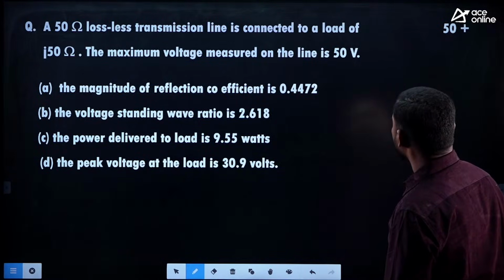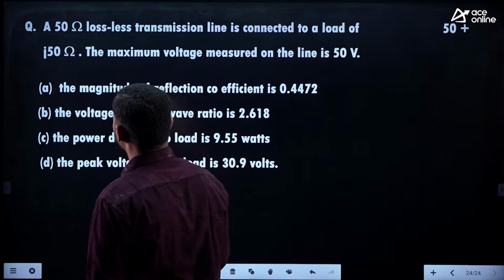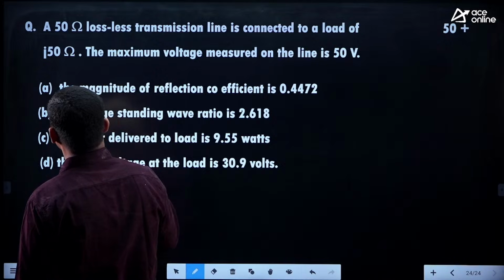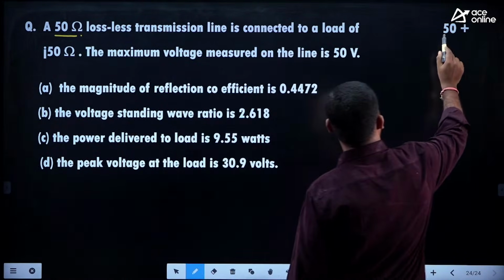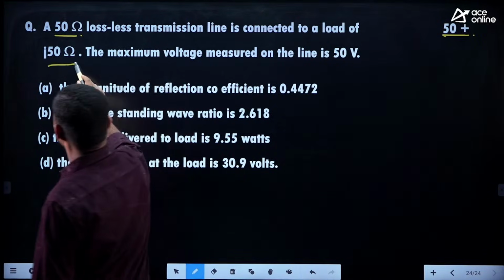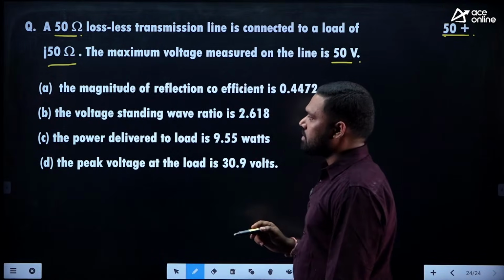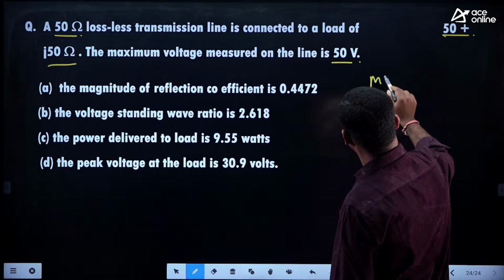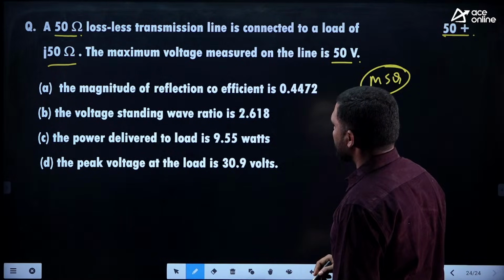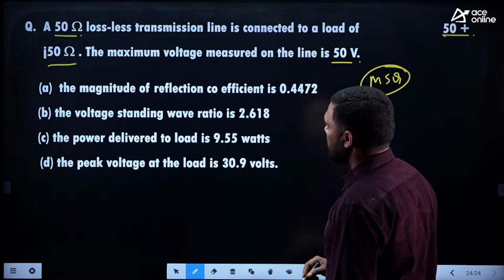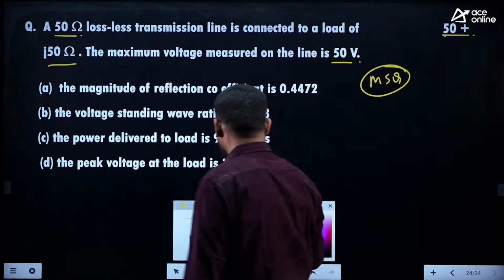Yes, this is related to the transmission lines. A 50 ohm lossless transmission line is connected to the load of 50 plus J 50 ohms. The maximum voltage measured on the line is 50 volts. Vmax is given. So the options are, it is MSQ again. The magnitude of the reflection coefficient is, the voltage standing wave ratio is, the power delivered to the load is, the peak voltage at the load is. So the load value is given.